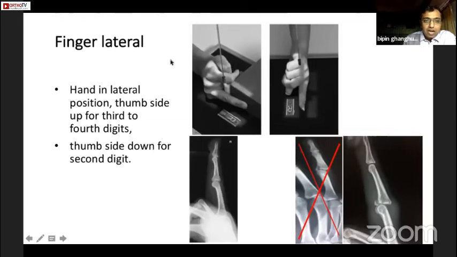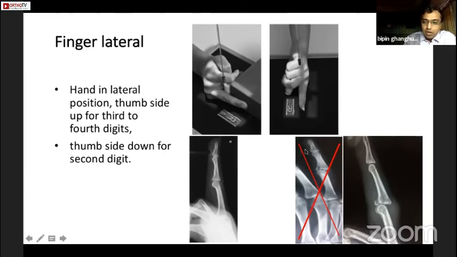Lateral views are necessary in all finger fractures or any finger condition. This is a true lateral view, and this is the way you take a true lateral view. The hand is in lateral position, with the thumb side up for the third and fourth digits, and thumb side down in case of the second digit.